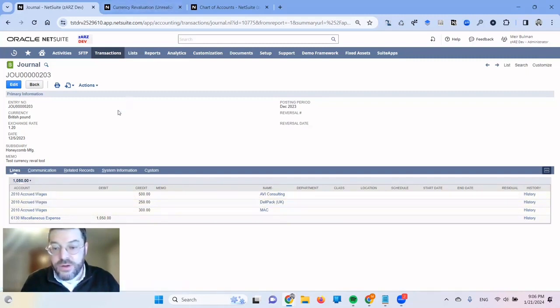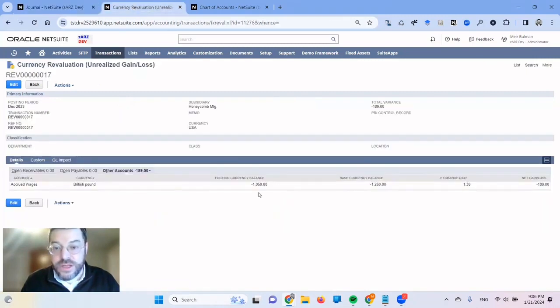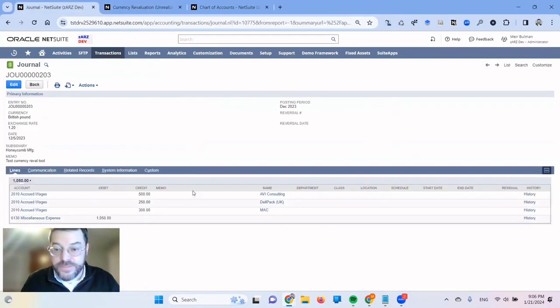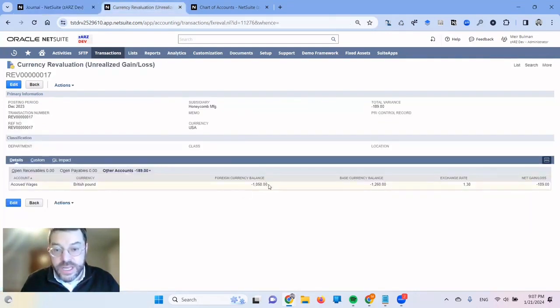If we look at how NetSuite does its native currency revaluation, it aggregates it. 1050, that's the total amount of the three balances to each entity. And it's revaluing it in the aggregate. And we really don't see the breakdown here.